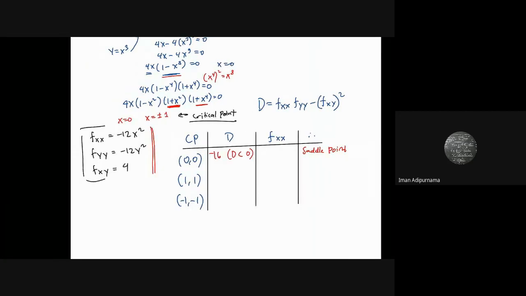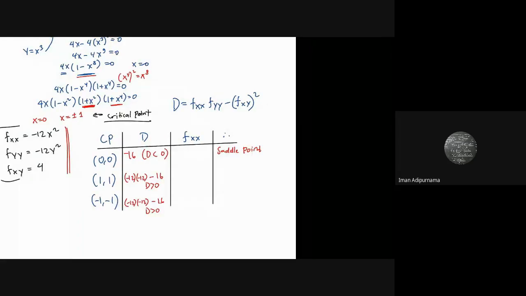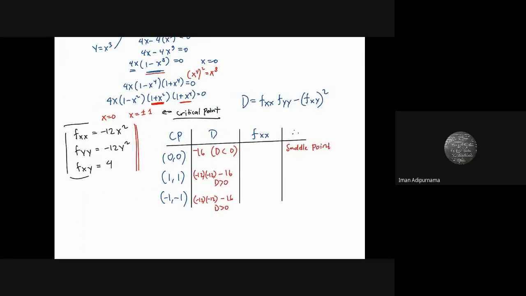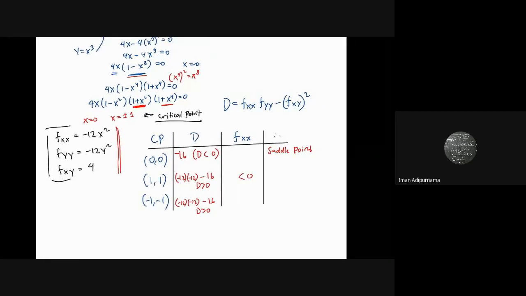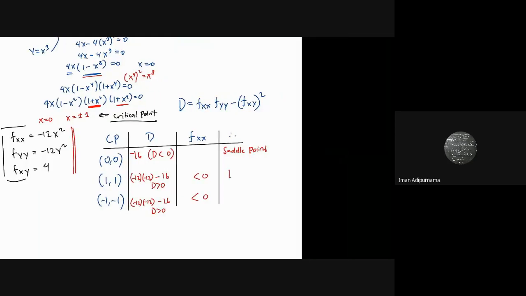And for 1, 1, it is negative 12, negative 12. So it's already positive, minus 16. So it should be positive, right? 144 should be positive. And then another case is negative 1 squared, it's another positive, so it's the same number, right? The partial xx, if you take the number, will be negative, less than 0. This is also less than 0. So this is a local max. This is also a local max.